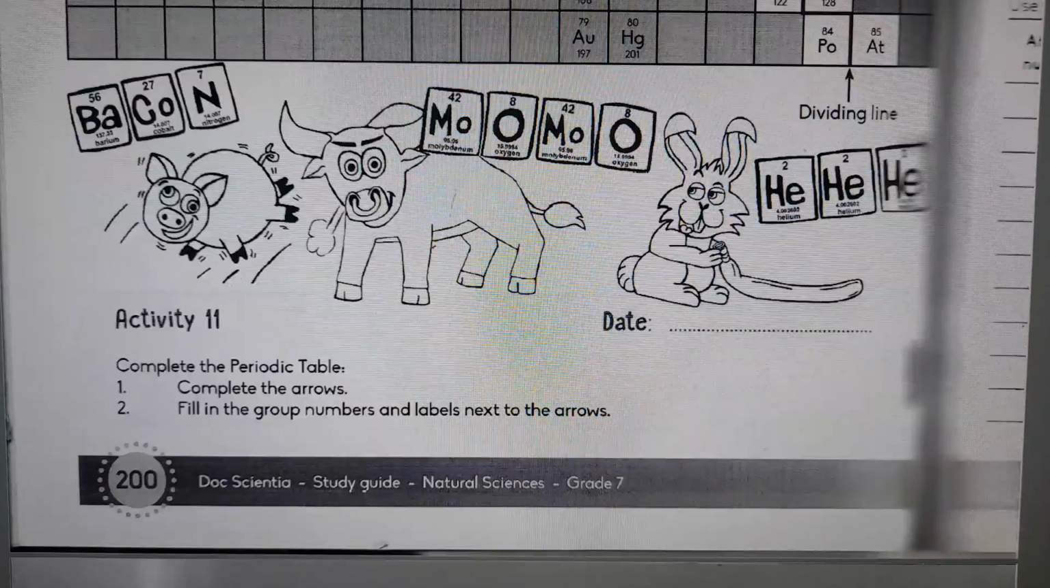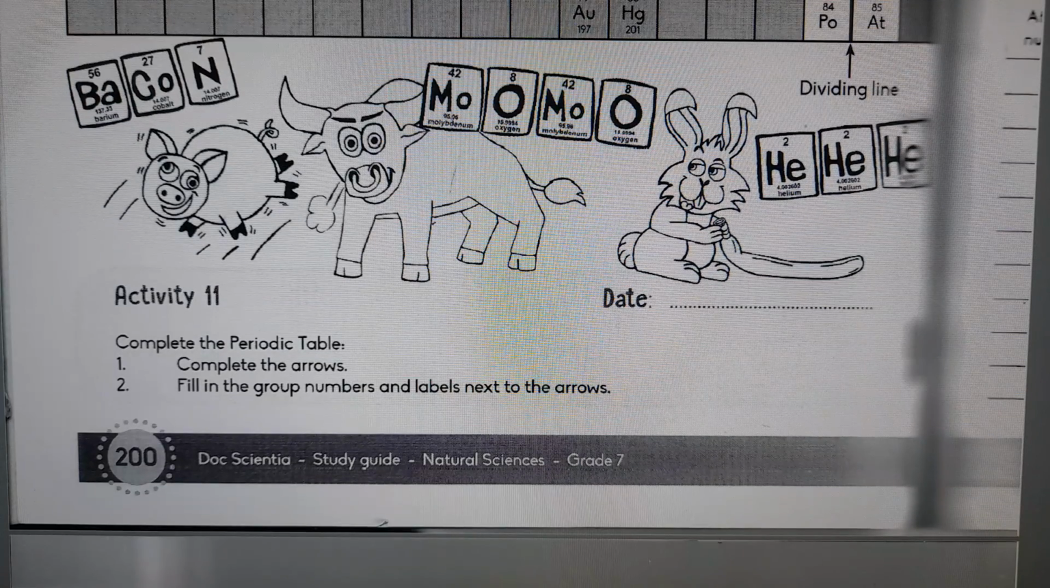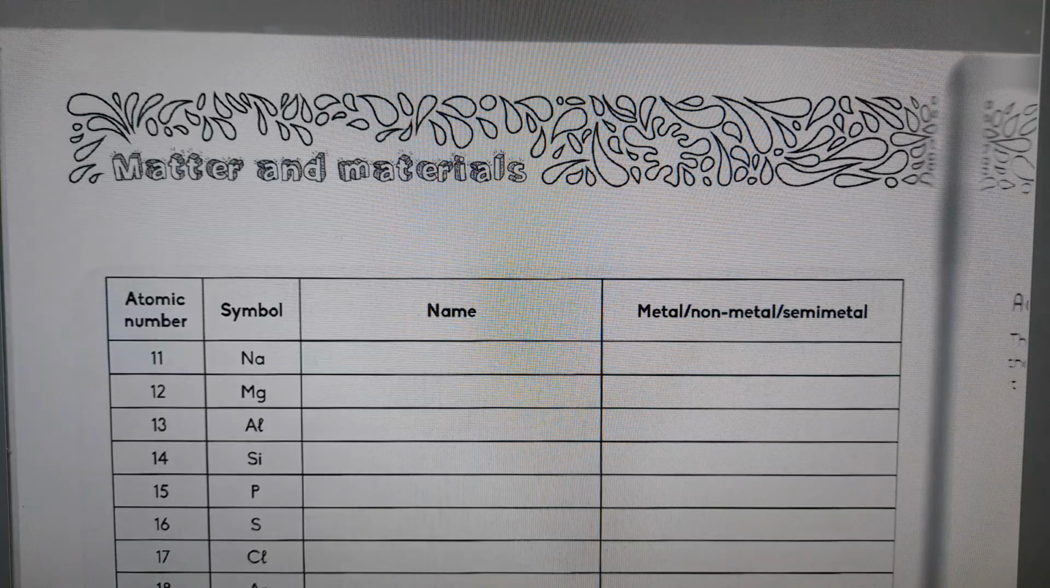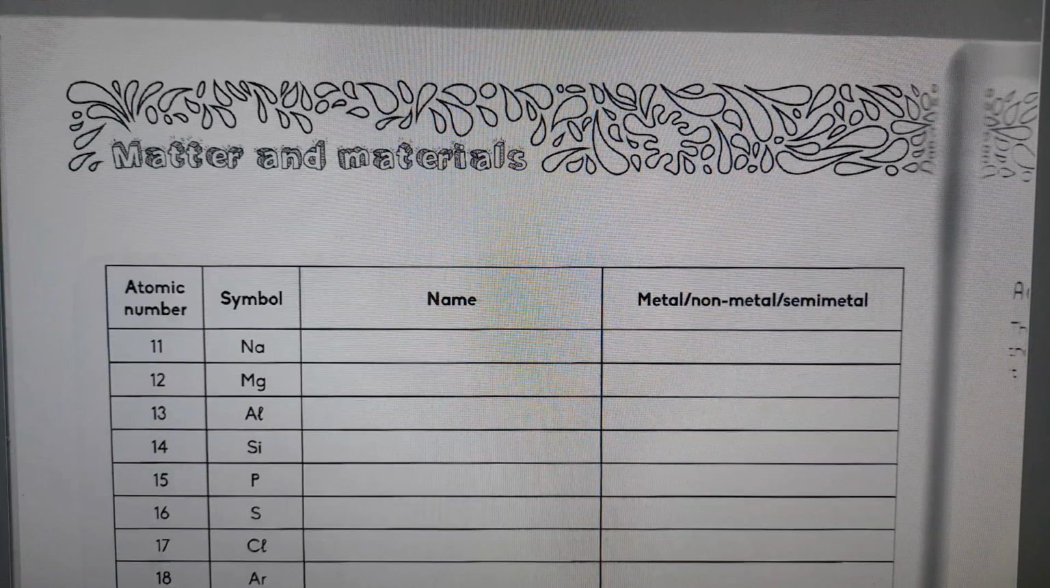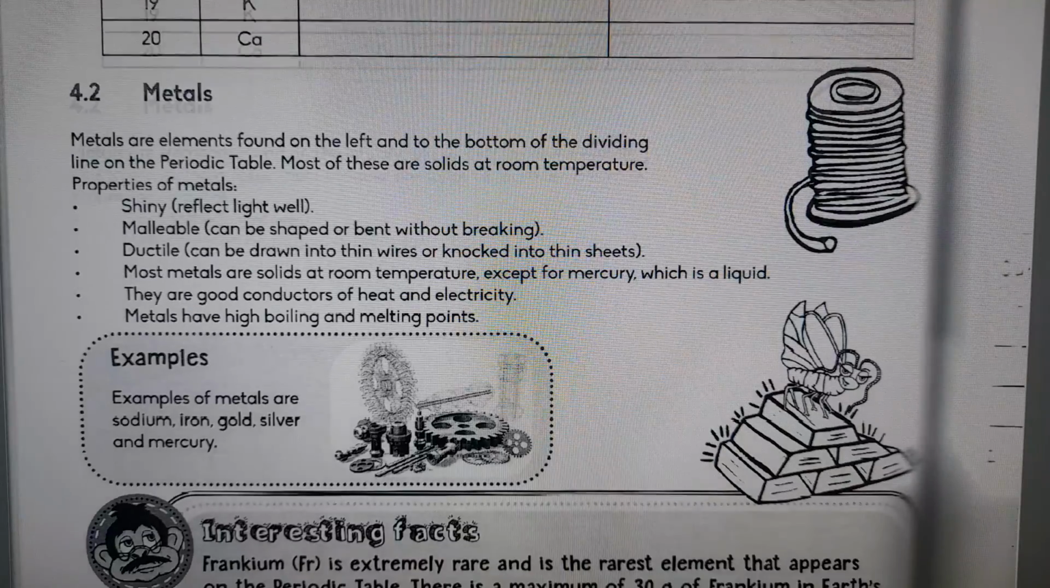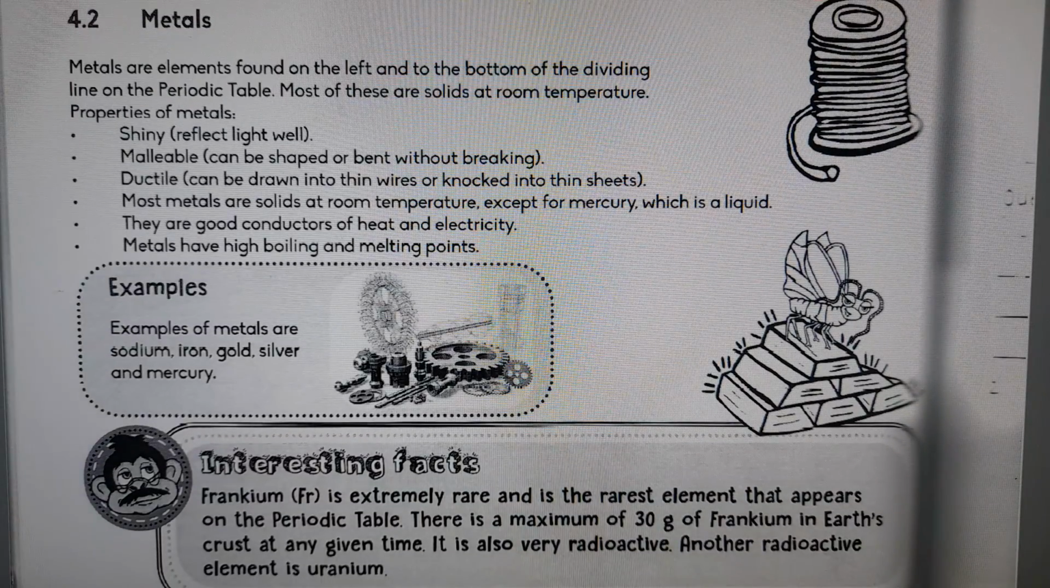Now let's continue with our periodic table. Okay, now we are on activity 11. You can do activity 11, and after activity 11, let's continue. Now we learn more about the metals. Metals are elements found on the left hand side and the bottom of the dividing line on the periodic table.